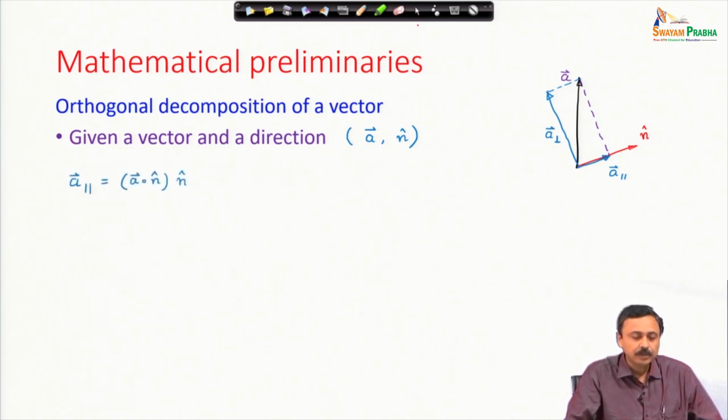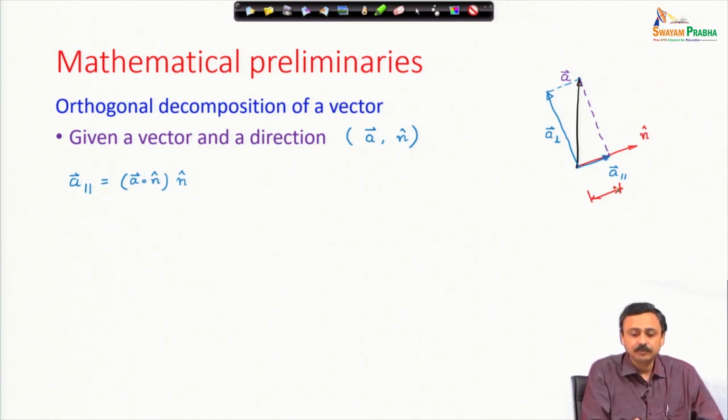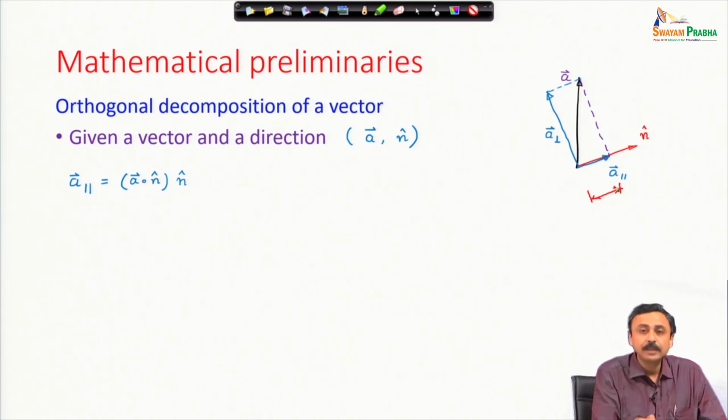How do I find the A parallel vector? Actually this is very simple. A dot n cap gives me the magnitude, so that gives me this projection, this length. A dot n cap gives me this length, and that is the magnitude of the vector A parallel. You can see from the figure, it is the magnitude of A parallel.